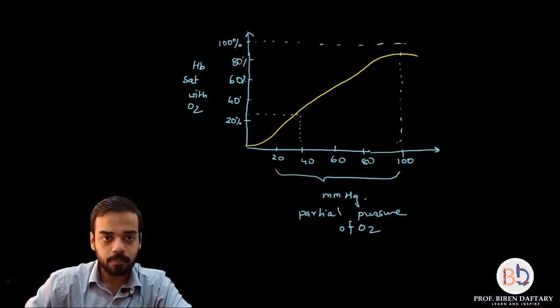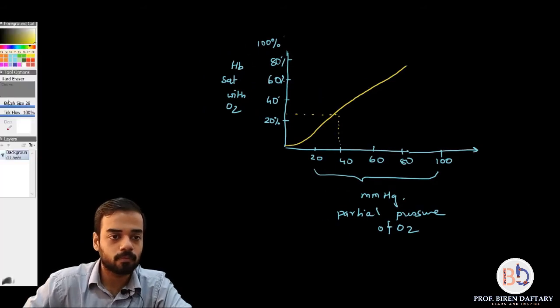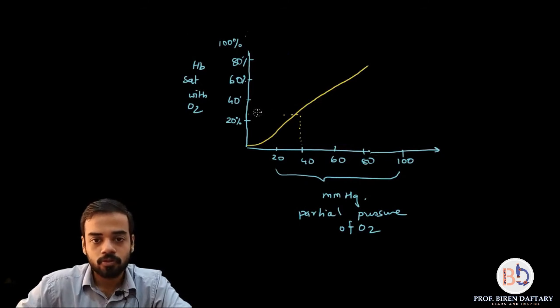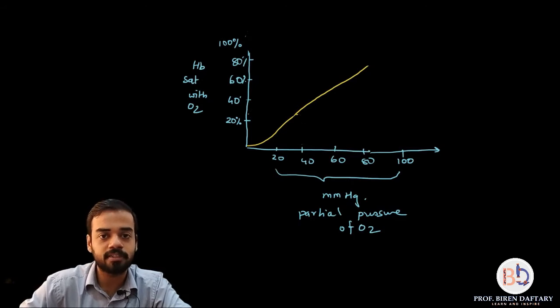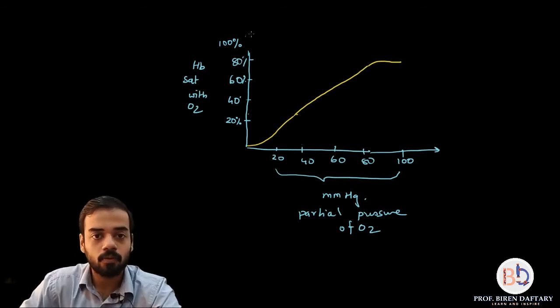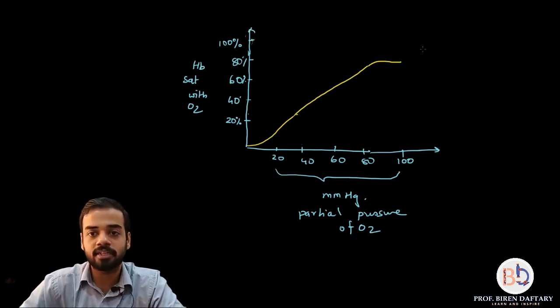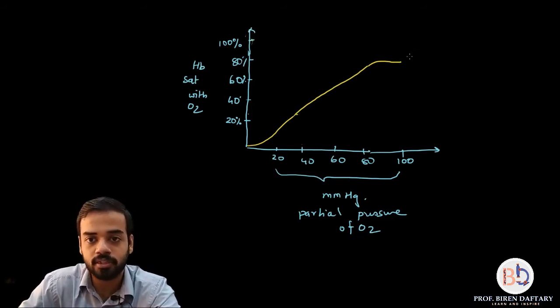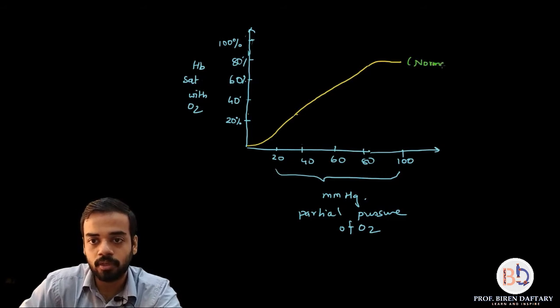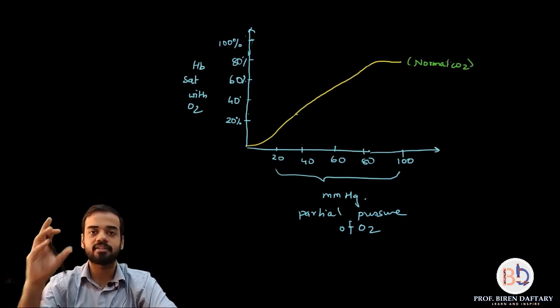Okay, now, this is the standard graph. This is the normal graph when your respiration is occurring properly. This is the graph at normal carbon dioxide level. So let me write this down over here. I am writing down normal carbon dioxide level. So partial pressure of carbon dioxide is regular.